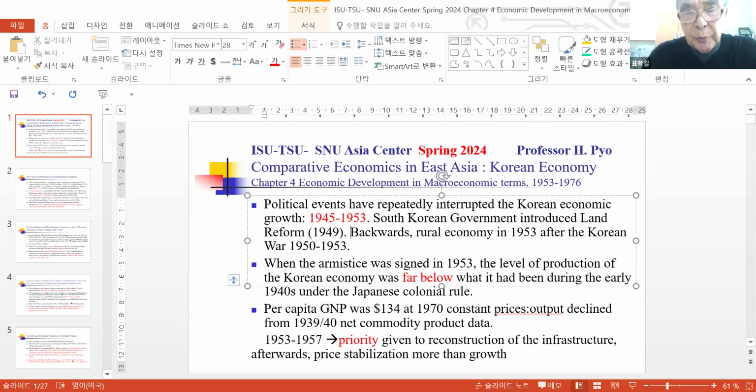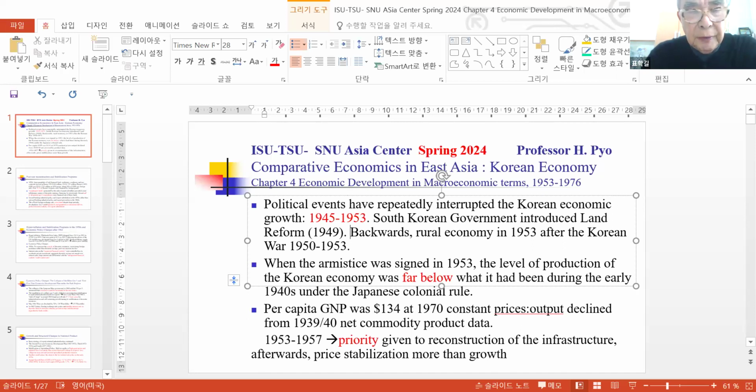Per capita GNP was $134 at 1970 constant prices. Output declined from 1939-1940, before the end of World War II, by net commodity product data. In other words, from 1939 to 1940, roughly about 20 years, the Korean economy could not make any progress and deteriorated.